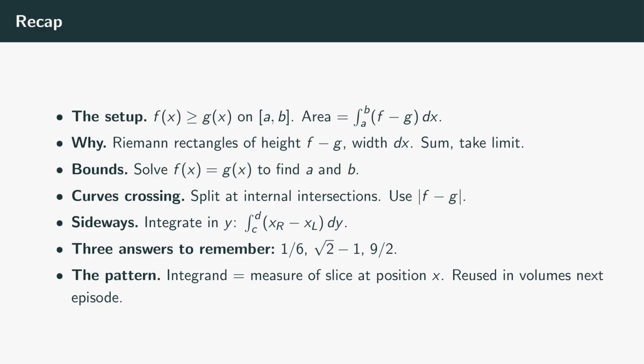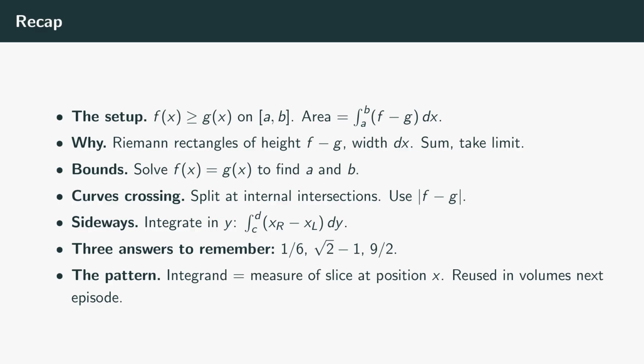3 results to lock in: line and parabola enclose area 1/6. Sine and cosine on the interval from 0 to pi over 4 enclose the square root of 2 minus 1. Parabola x equals y squared and line x equals y plus 2 enclose 9/2. And the bigger pattern: the integrand is the infinitesimal contribution at position x, a length for areas, an area for volumes, an arc length for surface areas. Same template, different geometric quantity.